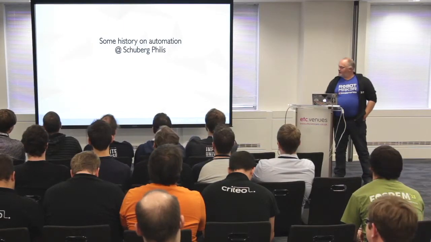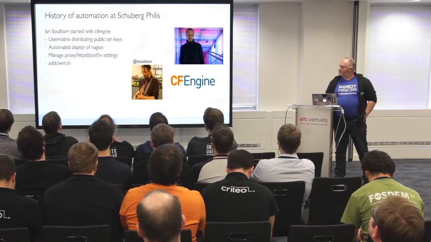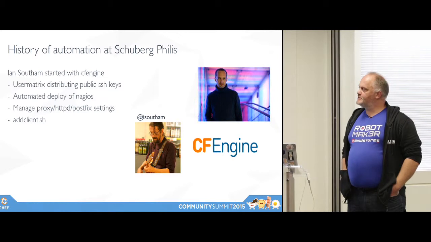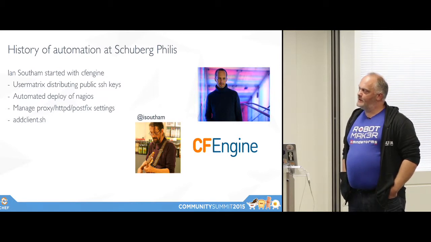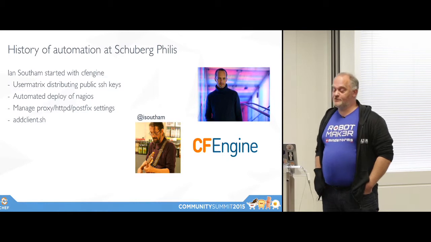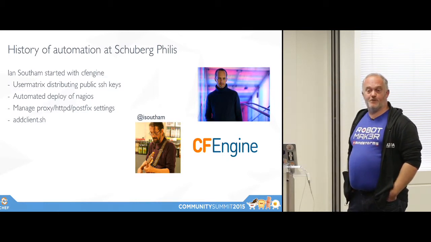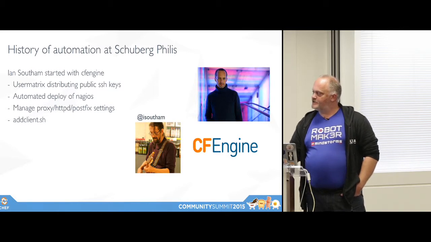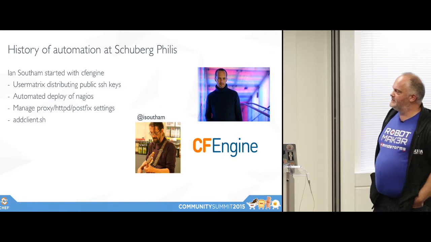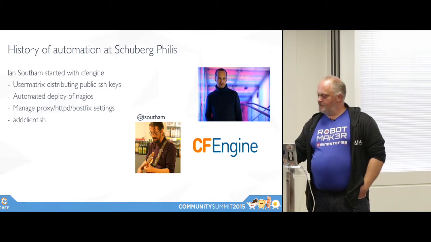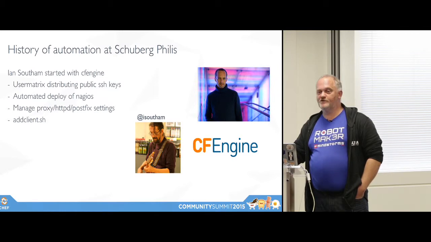So we didn't use Chef all the time at Schuberg Philis. We started off with actually no automation at all, just logging onto boxes and doing our stuff. The man who started it all at Schuberg is Ian Southam. We used CF Engine for basic stuff, user automation, and several application settings. We still use Nagios a lot, and we deployed Nagios with CF Engine. Don't do that anymore. One of the things that Ian spent a lot of time on is our add client, which is basically a provisioning system to get an operating system on a box. But that was a long time ago, back in 2002, 2003.